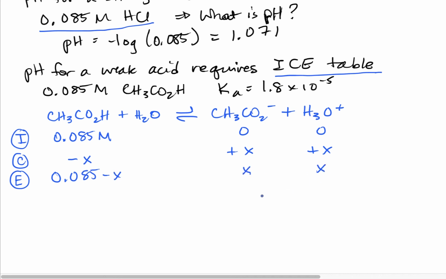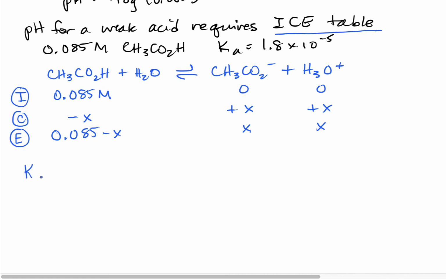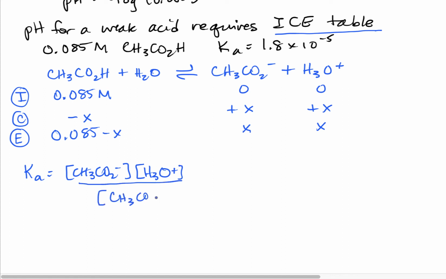and H3O+. So now we are going to take our equilibrium constant expression, just as we have in our previous forays into equilibrium calculations. And we're going to plug in these numbers. So on the top, we're going to have x squared, and on the bottom, 0.085 minus x, and this will be equal to our Ka value.